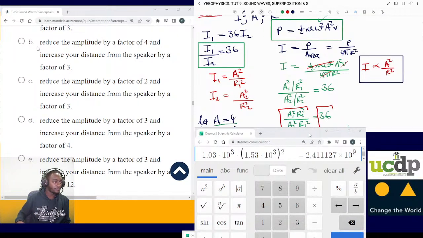So intensity is equal to power per unit area. Intensity is power per unit area, and intensity is directly proportional to the amplitude and inversely proportional to the radius. Yes, that we did.